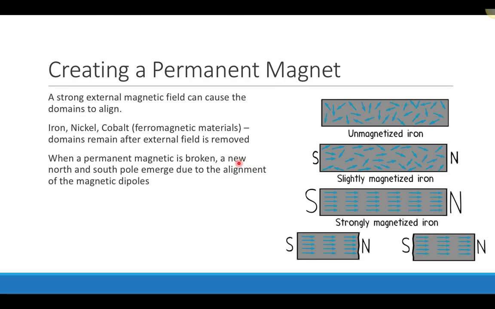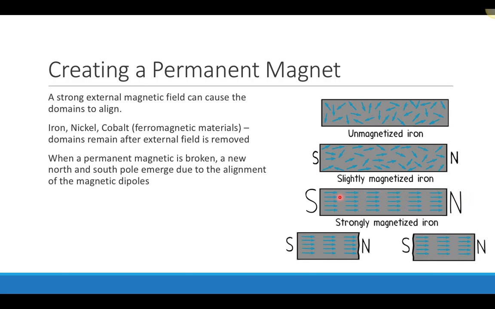So in materials like iron, nickel, cobalt, these ferromagnetic materials, the domains are going to remain after the external field is actually removed. So I put it in a strong magnetic field, it becomes magnetized, and then it basically keeps some of that magnetism. Now, there are some things that you have to do to create a permanent magnet. You can't just put it in a strong magnetic field. It won't stay a permanent magnet. You have to use heat and things like that. But the idea is the same.